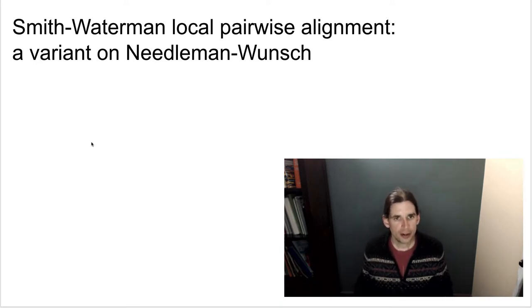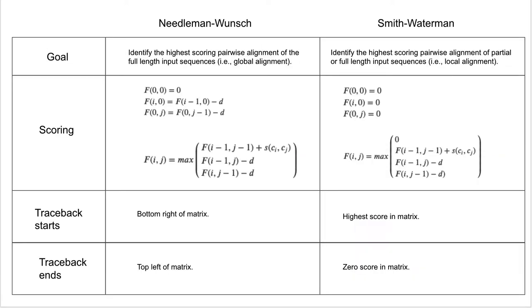So I'm saying here that Smith-Waterman is a variant on Needleman-Wunsch. What I mean by that is that these algorithms are almost identical to each other with just a few minor differences. If you know how to compute a Needleman-Wunsch alignment, you also know how to compute a Smith-Waterman alignment. You just have to follow a few different formulas.